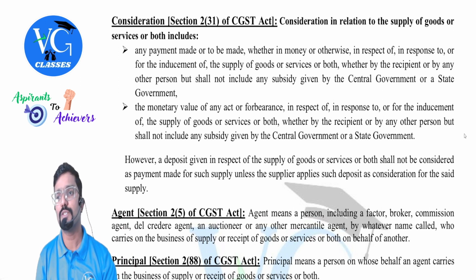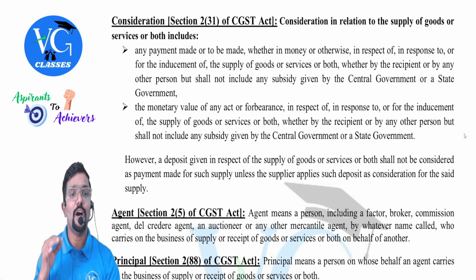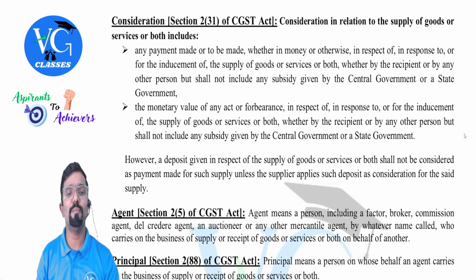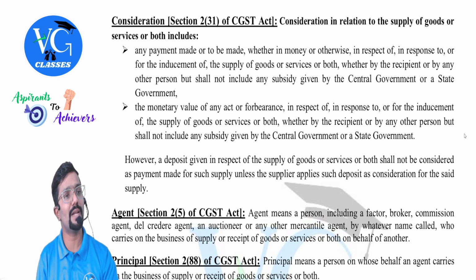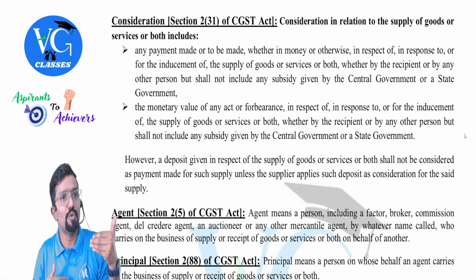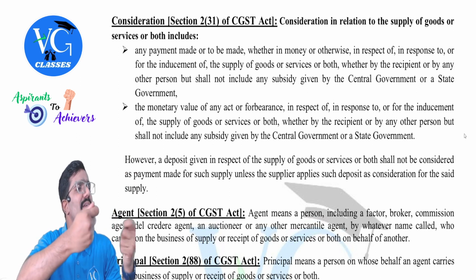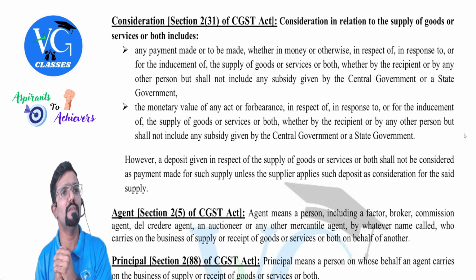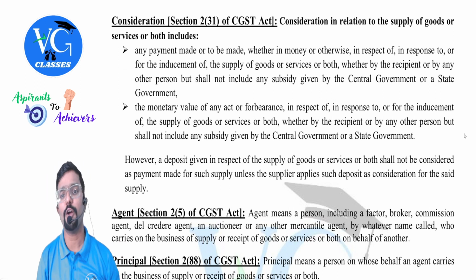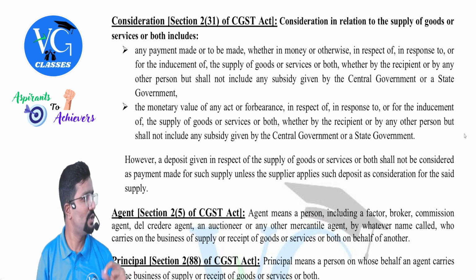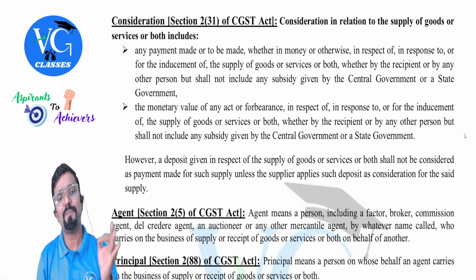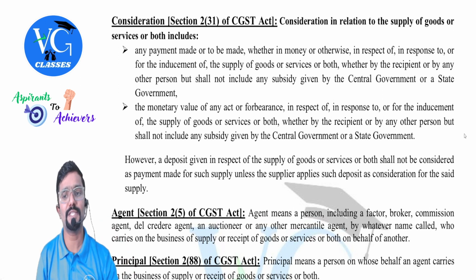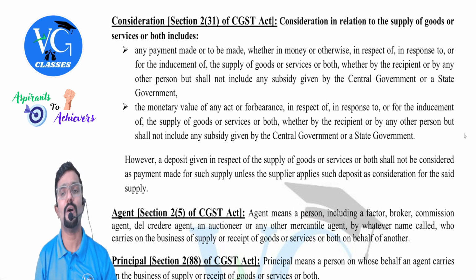Consideration in relation to supply of goods or services or both includes any payment made or to be made, whether in money or otherwise. Okay, means guys, you have supplied goods to me. In return, what am I doing? I am giving consideration. That consideration can be either in money or otherwise. Otherwise means what, people? Kind. In respect of, or in response to, or for inducement. Sir, what is inducement? To do something. Of the supply of goods or services or both, whether by the recipient or by any other person, but shall not include any subsidy given by central government or state government.